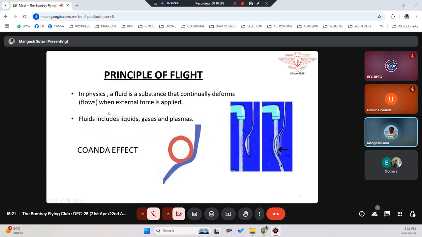So if you imagine, air is nothing but it's like a fluid. Okay, air is nothing but a fluid only. In physics, a fluid is a substance that continually deforms when external force is applied. Fluid includes liquid, gases and plasma. So fluids include liquids, gases and plasma.